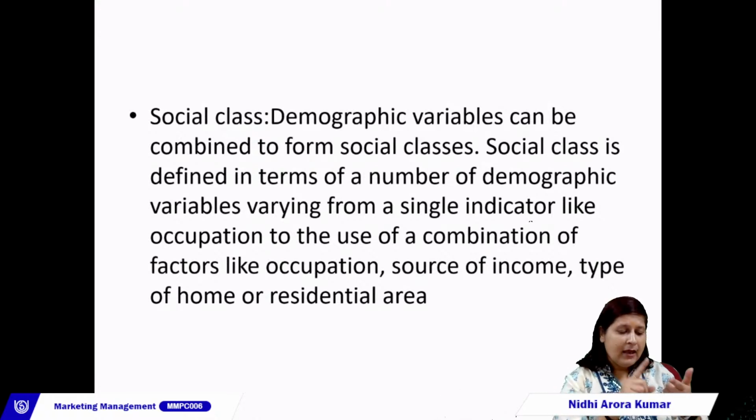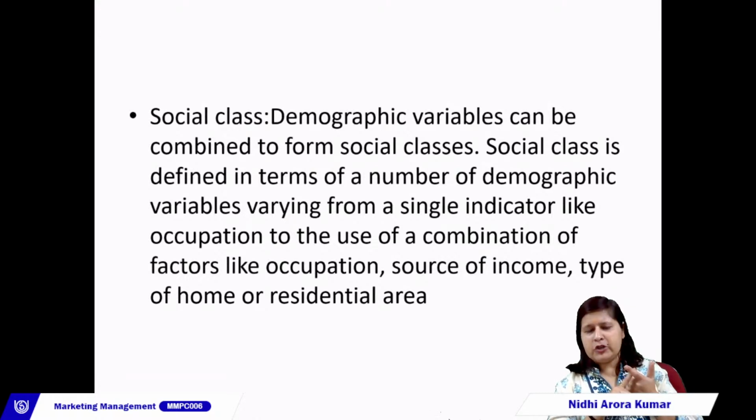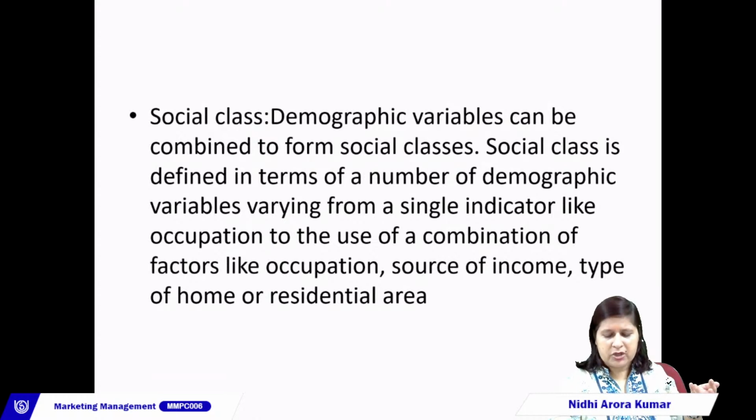You can combine many factors like age and income. You can combine education and age and income. Those who are well educated and earning well, even if they are elderly, you would like to offer the product to those who are of a particular age group and earning well and residing in that particular area, or whose education comes under that particular category, right? So you can combine various demographic variables to form a social class.